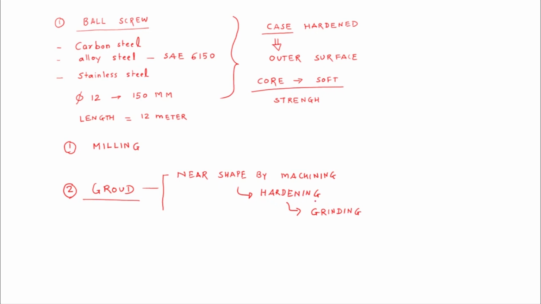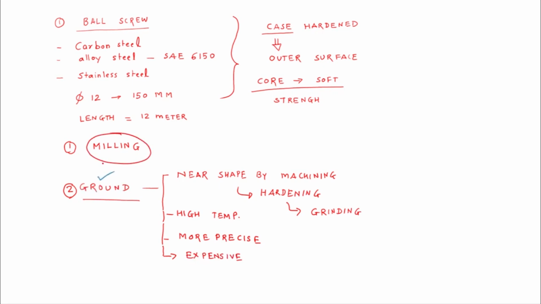So due to the hardening operation, the ground ball screws can withstand very high temperatures, they are more precise, but they are expensive. A simple milling operation is very economical, but the grinding based operation and hardening operation would be expensive due to the involvement of many processes in making the final product.